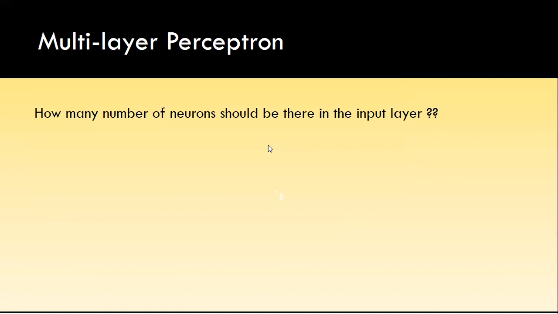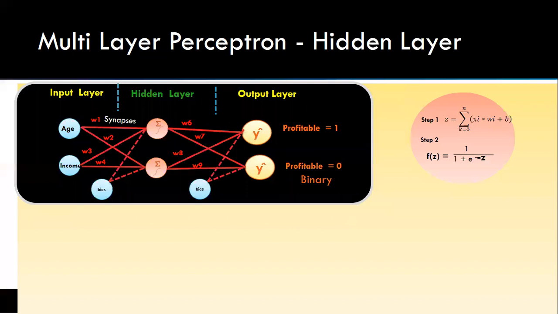Next, the question is how many neurons should there be in the input layer? The number of neurons should be equivalent to the number of training data features plus 1. Supposing you have 16 columns, 16 neurons plus 1 additional node should be there. This is for bias. Next, we will take a look at what the hidden layer is and what the role of the hidden layer is.